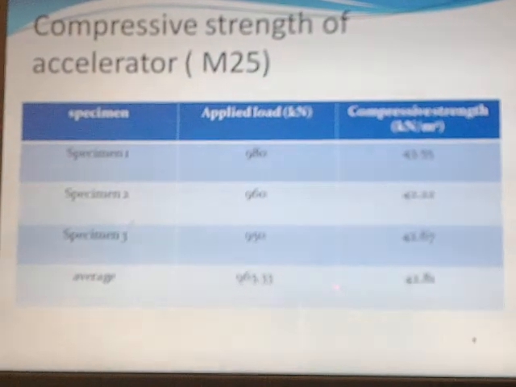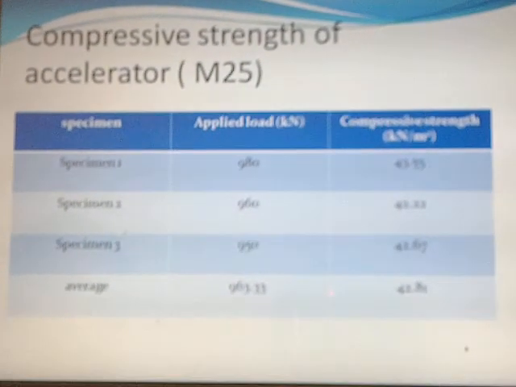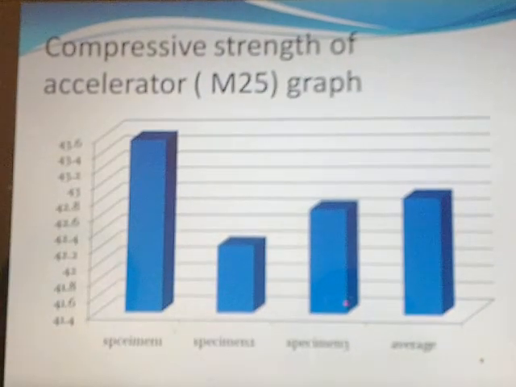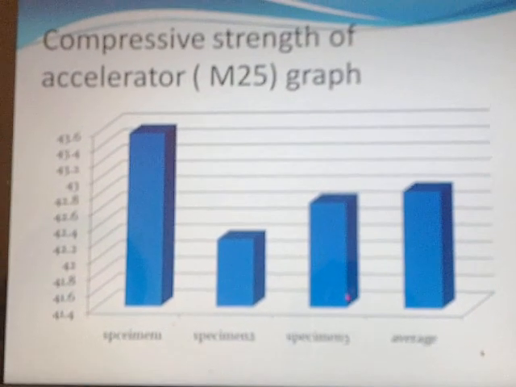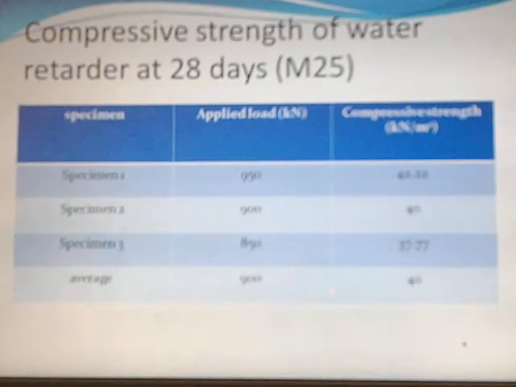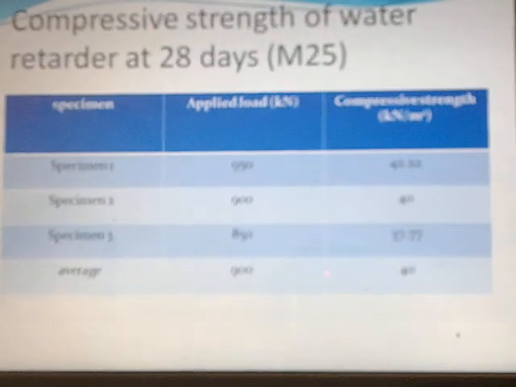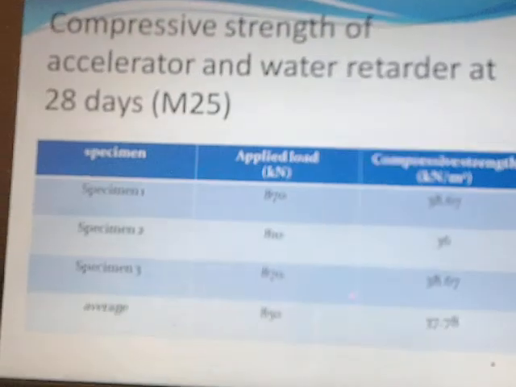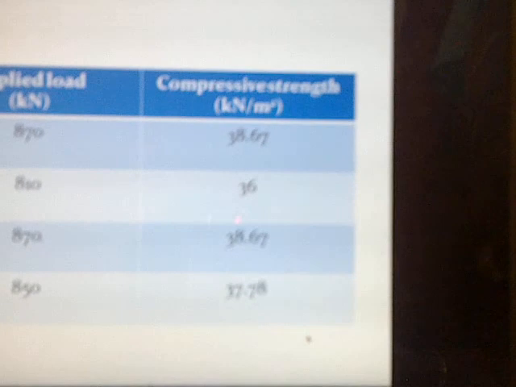This is the compressive strength of the accelerator for M25 grade of concrete, and the average compressive strength is 42.81. This is the graphical representation of the compressive strength of the accelerator at M25 grade of concrete. This is the compressive strength of the water retarder at M25 grade of concrete, and the average compressive strength is 40. This is the graphical representation of that, and the compressive strength of the accelerator and the water retarder at M25 grade of concrete at 28 days.